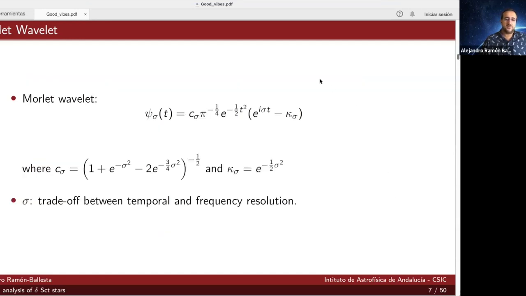The expression that defines the wavelet is this one. Again, don't panic. The important thing here is this sigma parameter that appears in some places, because it's the trade-off between the temporal and frequency resolution.